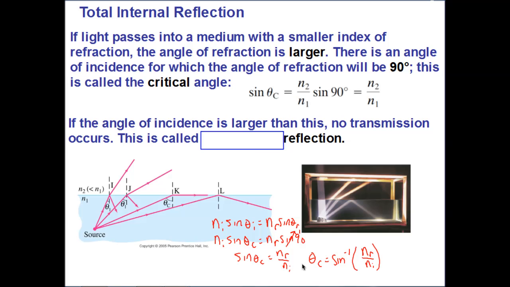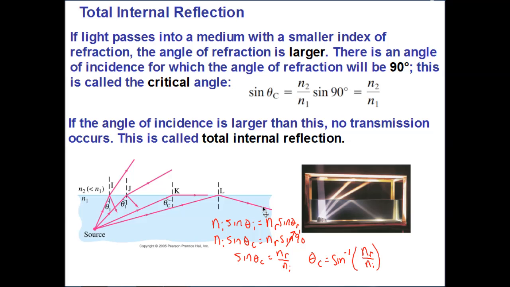If the angle of incidence is larger than this, then no transmission occurs. This is what we call total internal reflection. So what's really important here is when we have an angle that is bigger than theta critical, such as shown here in case L, we don't get any refraction at all. As a matter of fact, what we get is complete reflection. So the entire light beam is now reflected back into that water medium.